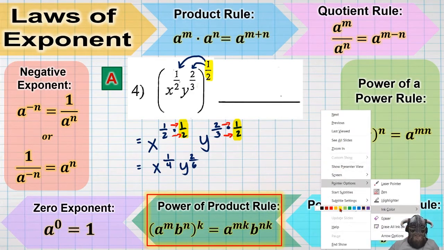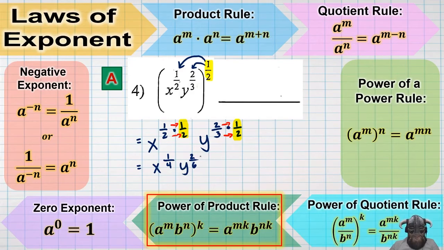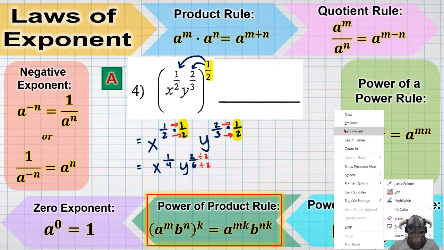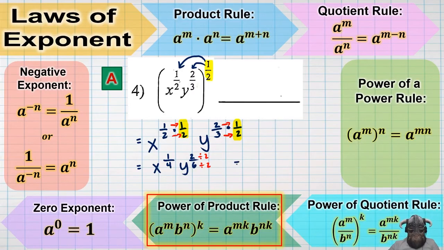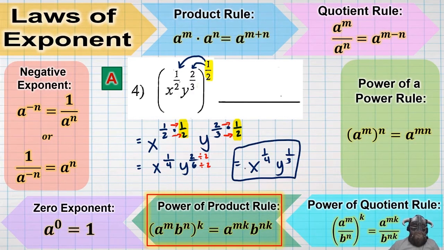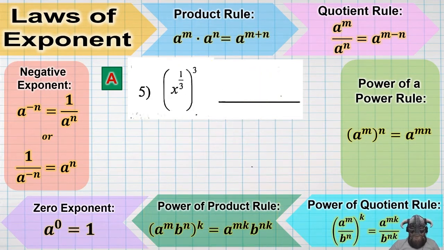So we can still divide it by its GCF, both 2 and 6. We can divide both of them by 2 just to get the lowest term. Therefore, our final answer is supposedly x raised to 1/4, then y raised to 2 divided by 2 is 1, and then 6 divided by 2 is 3. So, yan. Our final answer once again is x raised to 1/4 times y raised to 1/3. Tignan natin. Okay, tama. Next number tayo.